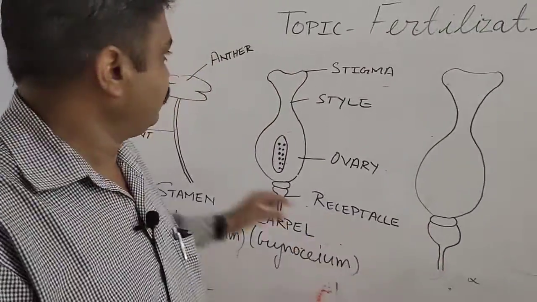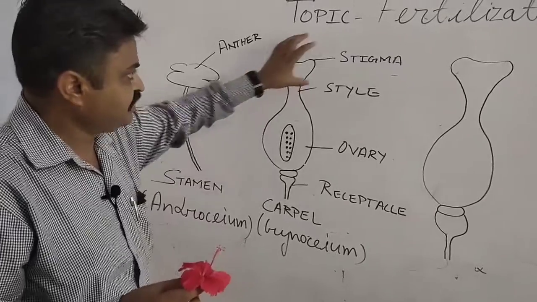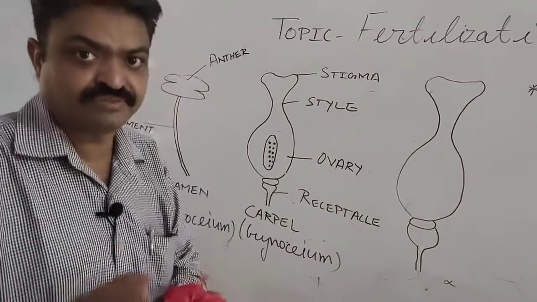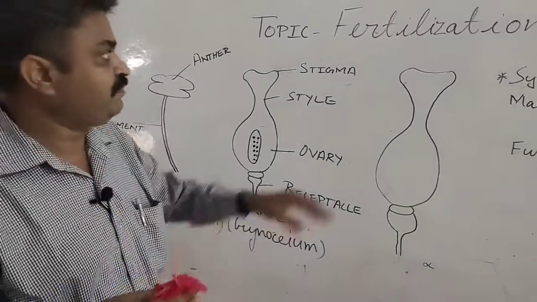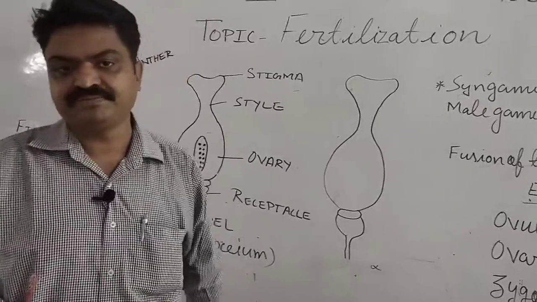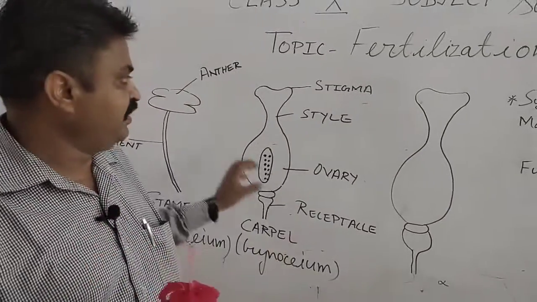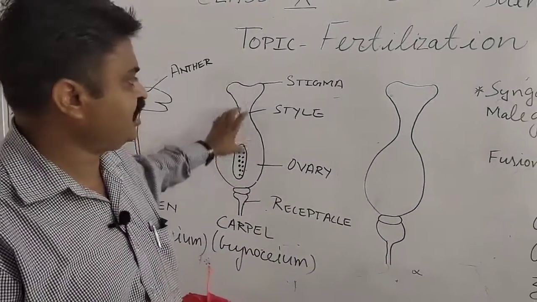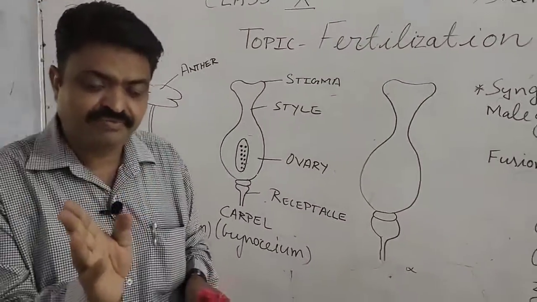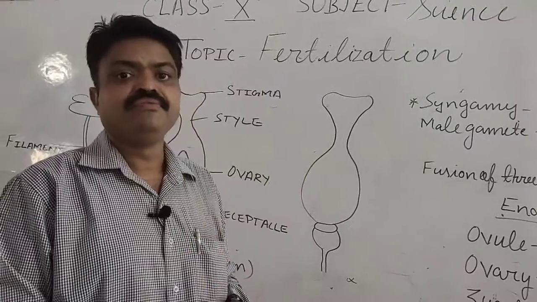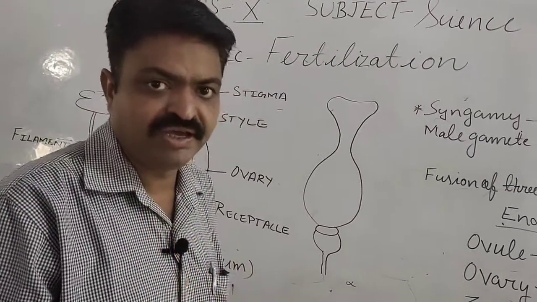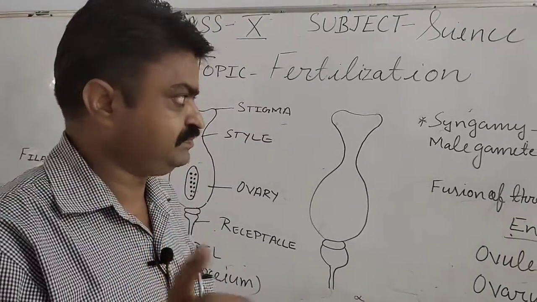So fertilization is the process in which the male and female gametes fuse. But in plants, double fertilization takes place, because the male gametes that move towards the ovum are two and they fuse with two other female gametes. That's why it is known as double fertilization.